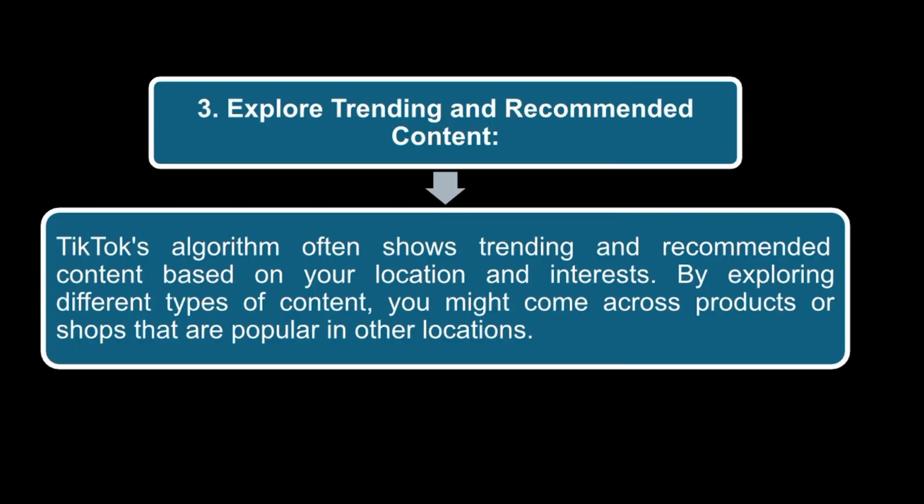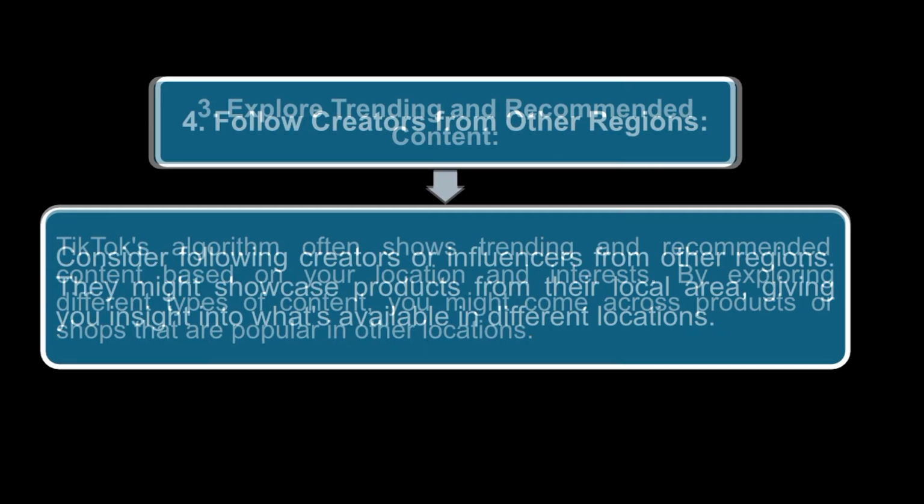Number 3. Explore trending and recommended content. TikTok's algorithm often shows trending and recommended content based on your location and interest. By exploring different types of content, you might come across products or shops that are popular in the location.